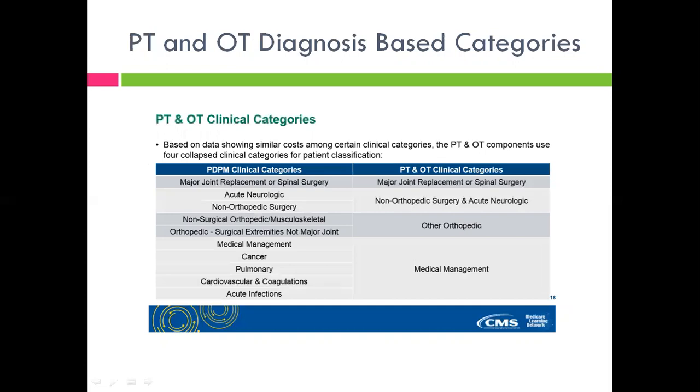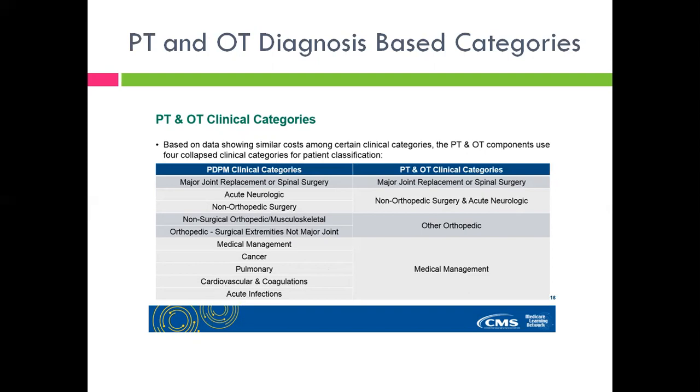So here's an example of the OT and PT clinical categories on the right-hand side of your screen. On the left-hand side, we have the nursing clinical categories. Nursing has 10 areas, and CMS has lumped or collapsed nursing's 10 categories into 4 OT and PT clinical categories. So for example, we have cancers or acute infections, and those all get lumped into medical management for PT and OT category purposes.